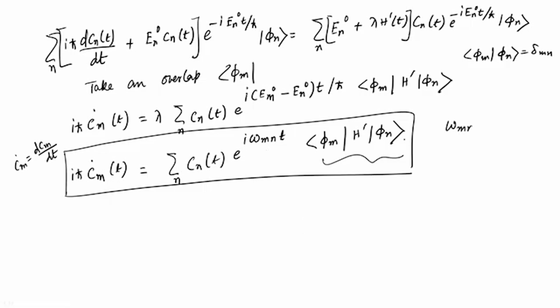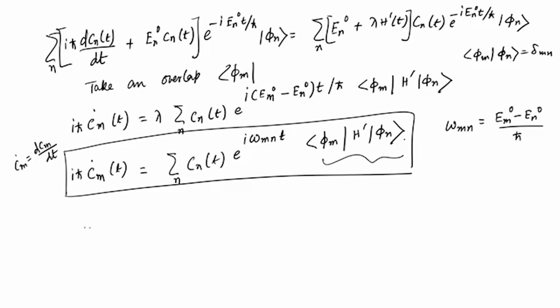So, this omega_mn is nothing but (E_m^0 minus E_n^0), which are two unperturbed energies, divided by h cross. So, you see that the h cross is absorbed in the step above, and (E_m^0 minus E_n^0) divided by h cross becomes omega_mn. And this has a solution. So, it is like dC_m/dt, and then one can actually write down an integral solution for this.